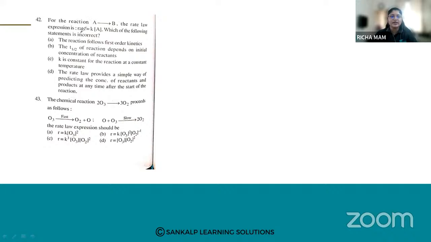So the rate law expression is given as rate equals k times the concentration of A. We know which is the correct statement, but they have asked for the incorrect statement. Whenever we talk about a first order reaction, it will follow first order kinetics. Then k is constant for the reaction at constant temperature, so this is also correct. The rate law provides a way of predicting the concentration at any time, so this is also correct. Now, t half of the reaction depends on the initial concentration of the reactant? No, it is independent. Remember that it is independent of initial concentration. So the answer is option B.